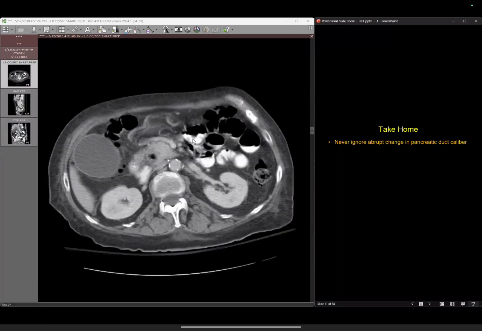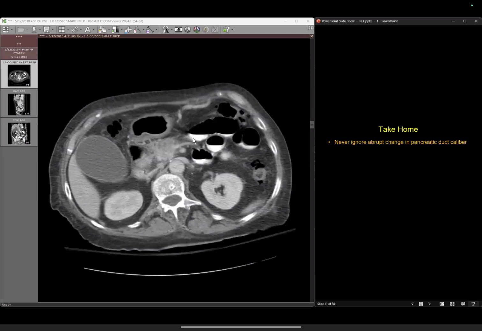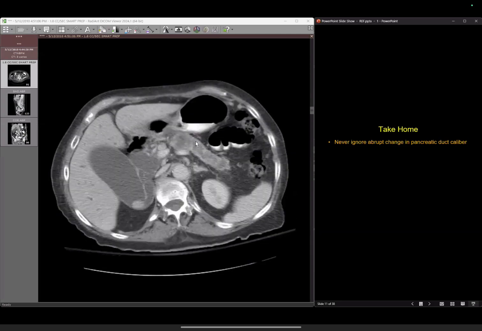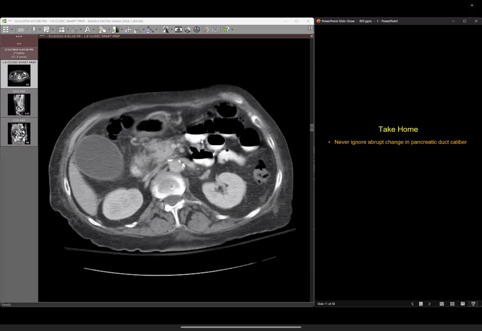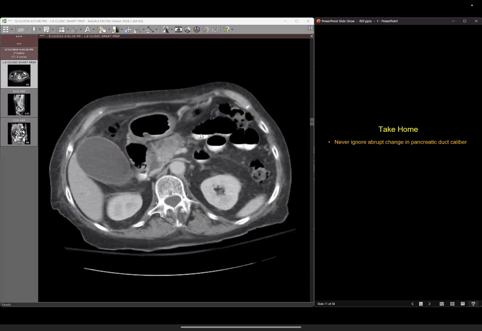Now, one can make the argument that there can be other potential differentials besides adenocarcinoma, but for that they need to do an EUS and rule out an adenocarcinoma. So anytime you see an abrupt termination of the pancreatic duct, please make sure you have them referred to somebody who does an EUS or maybe do an MR or do something so that you make sure that there is nothing going on in that location.